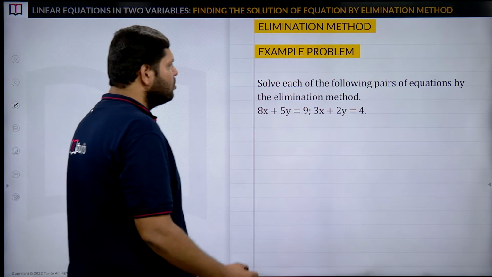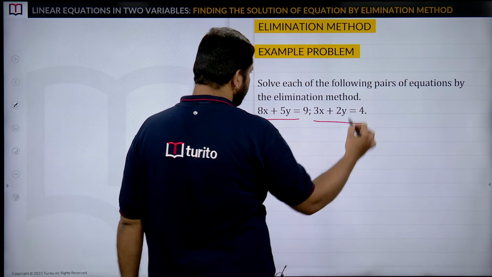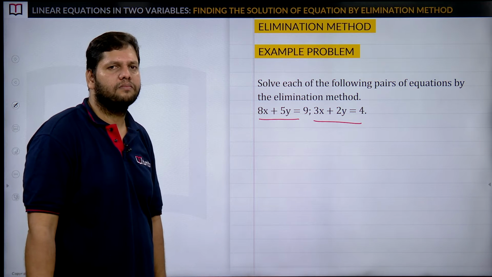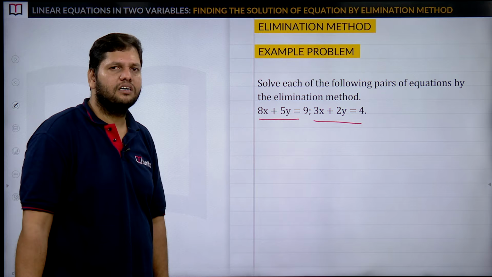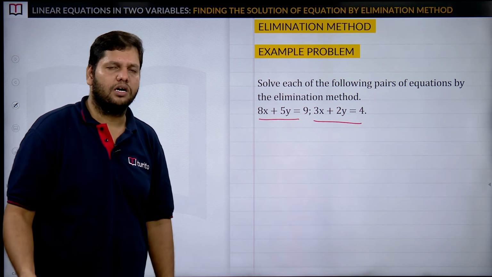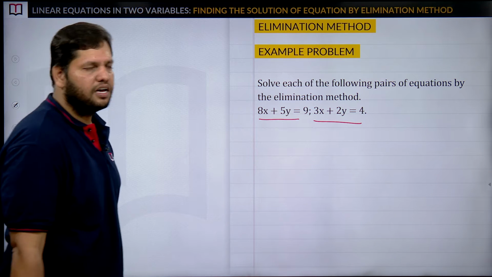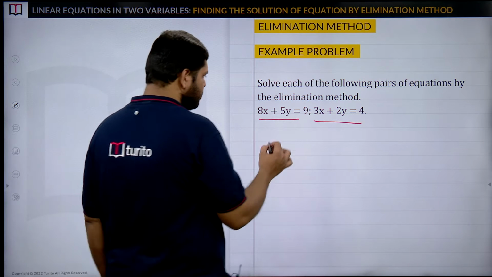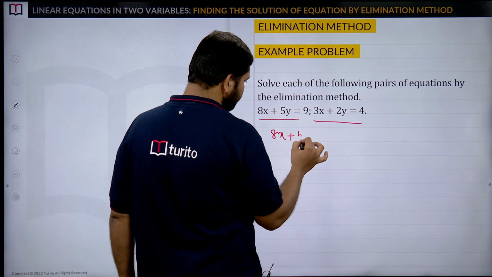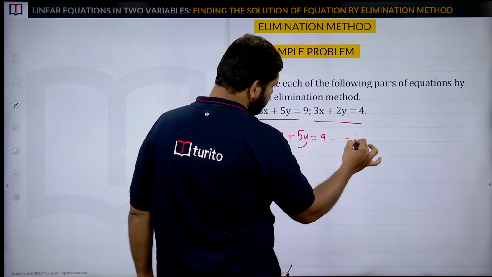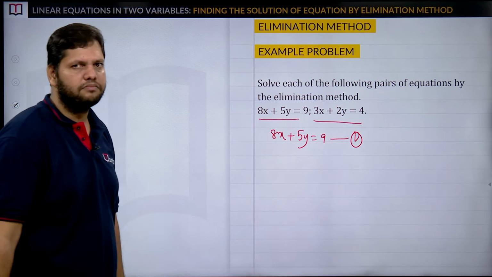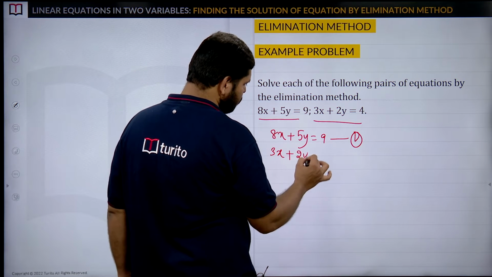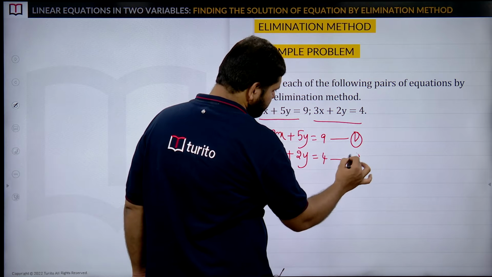Next. Again, solve the following pair of linear equations by which method, children? Again, the elimination method. Okay, so what is the first step, children? Just look at the equations and see whether they are in the ax plus by is equal to c form or not. Yes, children, they are in ax plus by is equal to c form only, isn't it? So take the first equation as 8x plus 5y equal to 9. Take this as equation 1. And the second equation, what is it, children? 3x plus 2y is equal to 4. Take this as the second equation.